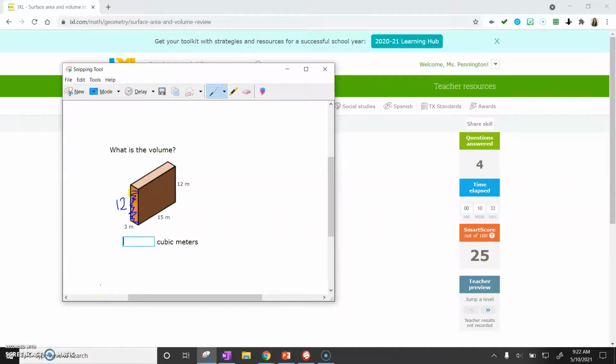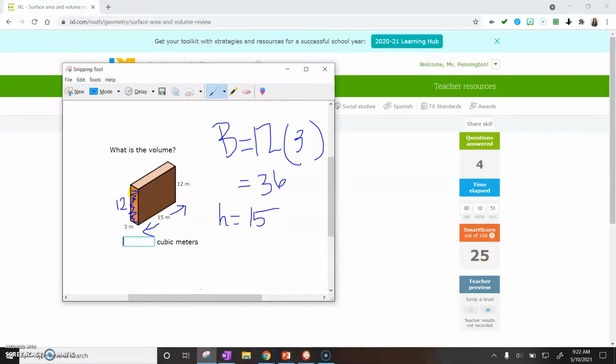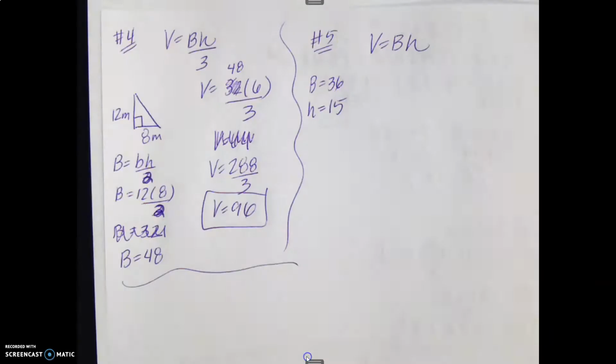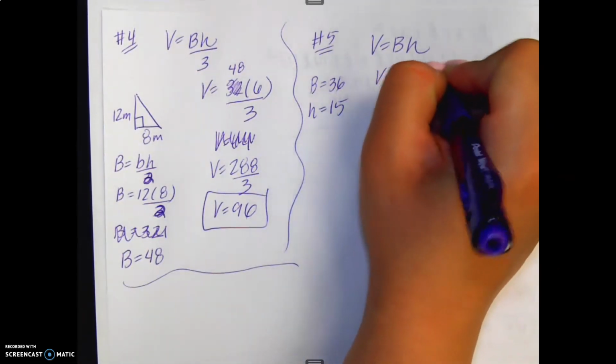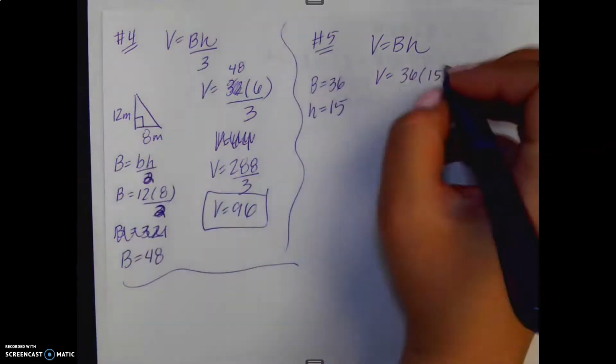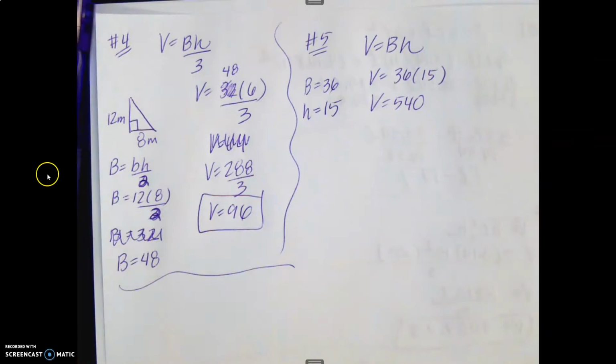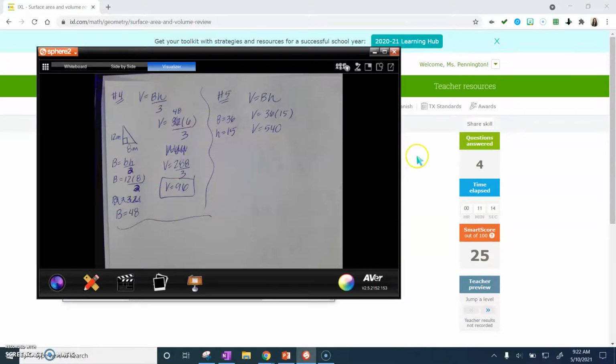So big B times H. Big B is going to be 3 times 12, 12 times 3, and that is 36. All right, so 36. Now, my height is my distance from base to base, which means it is 15. So I've got my big B is 36, as you can see here on the screen, and my height is 15. All right, 36 times 15 is all I need to do, because it's a prism. 36 times 15. And I should get the volume is equal to 540.